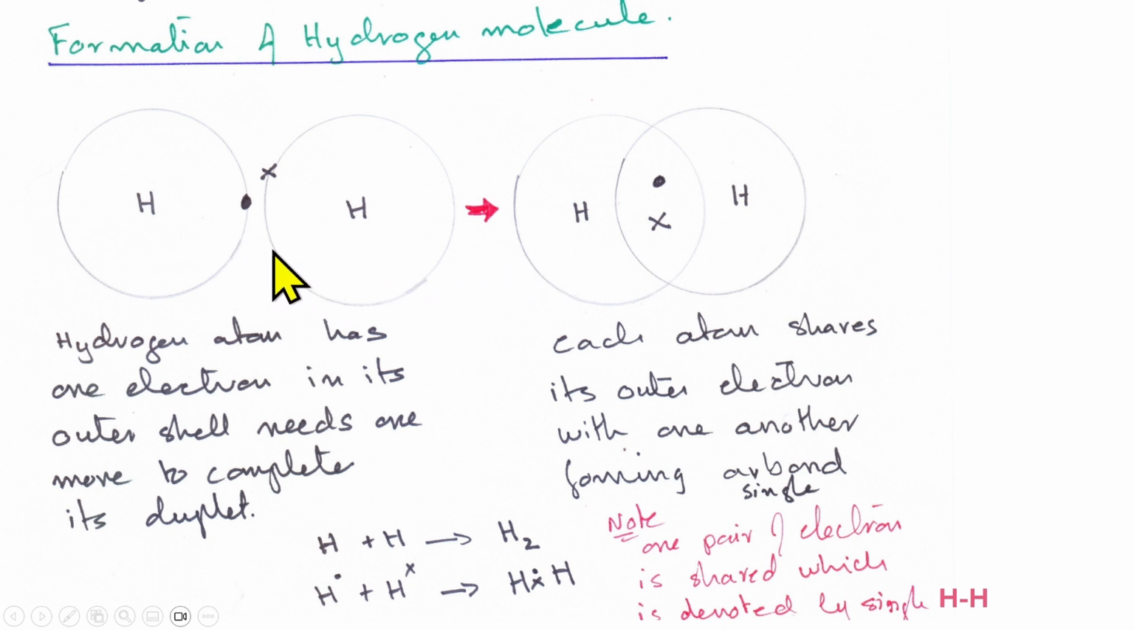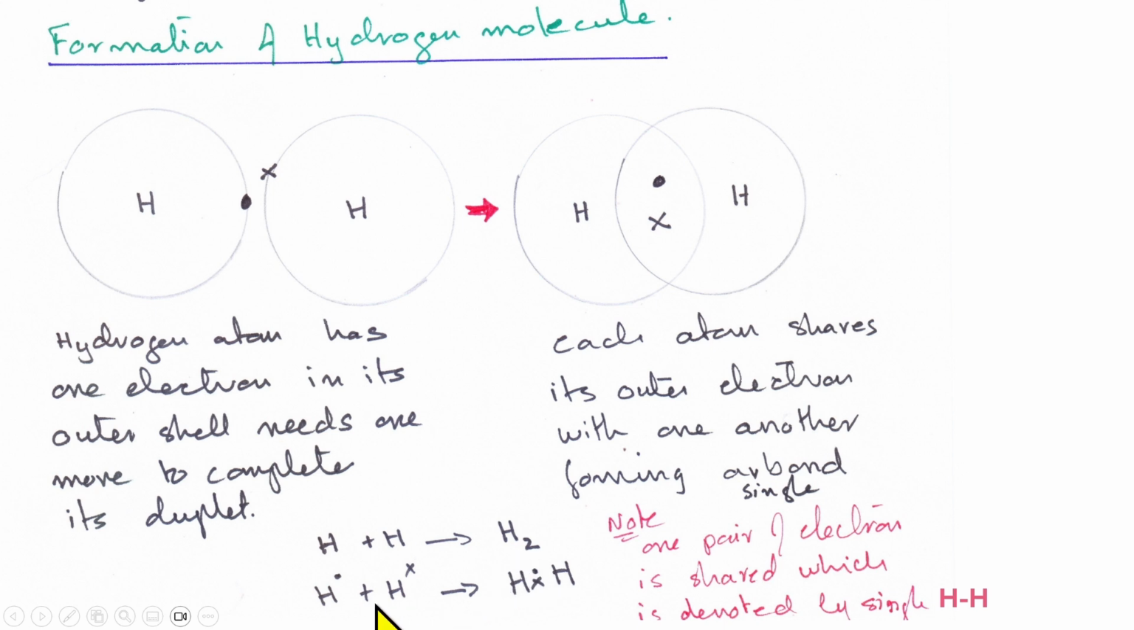Hydrogen atom: each hydrogen atom has one electron in its outermost shell, and it needs one more to complete its duplet. So each atom shares its outer electron with one another, forming a single bond. I have written the equation: hydrogen plus hydrogen forms H2 molecule.